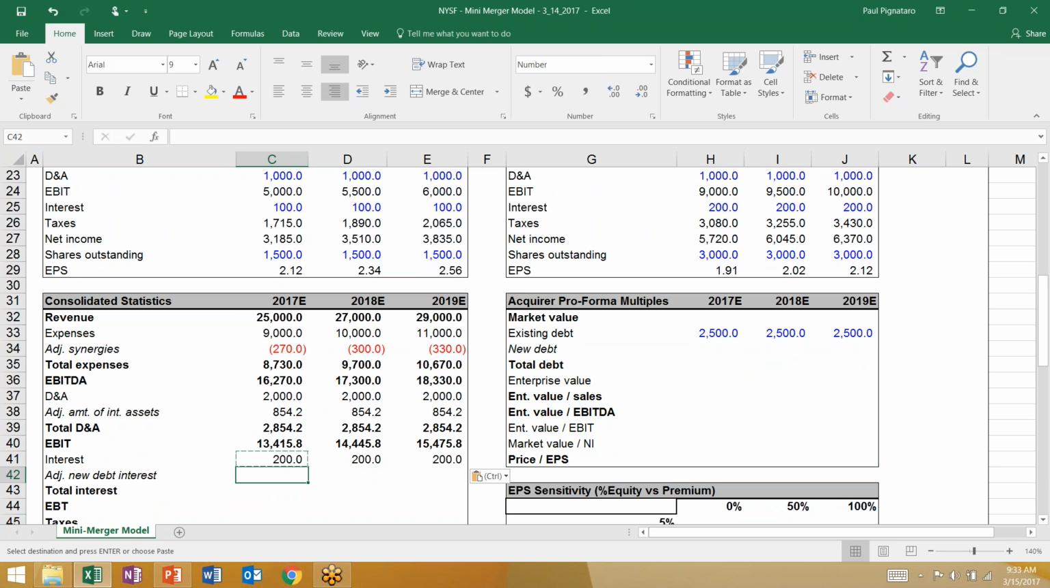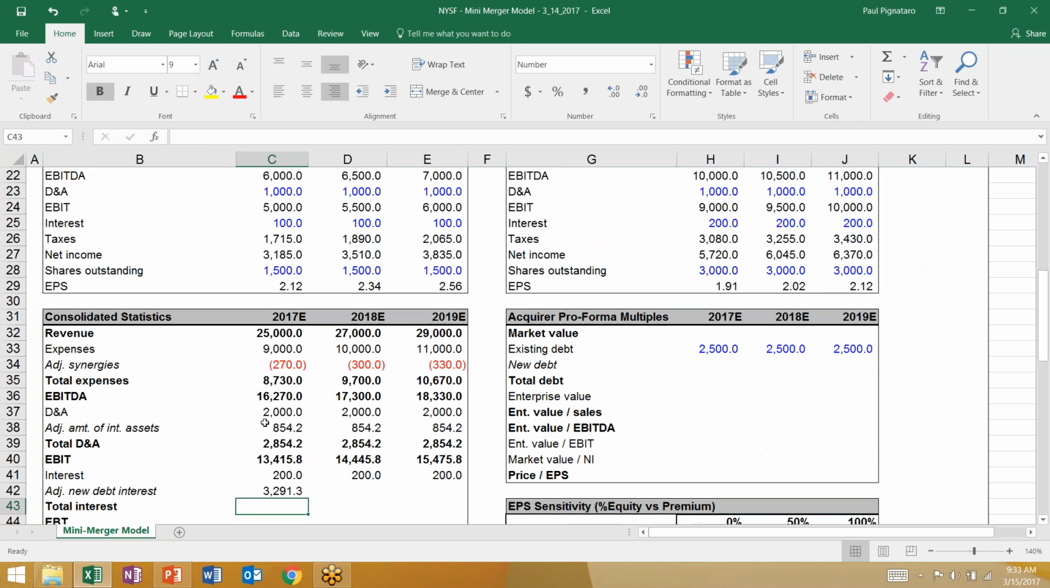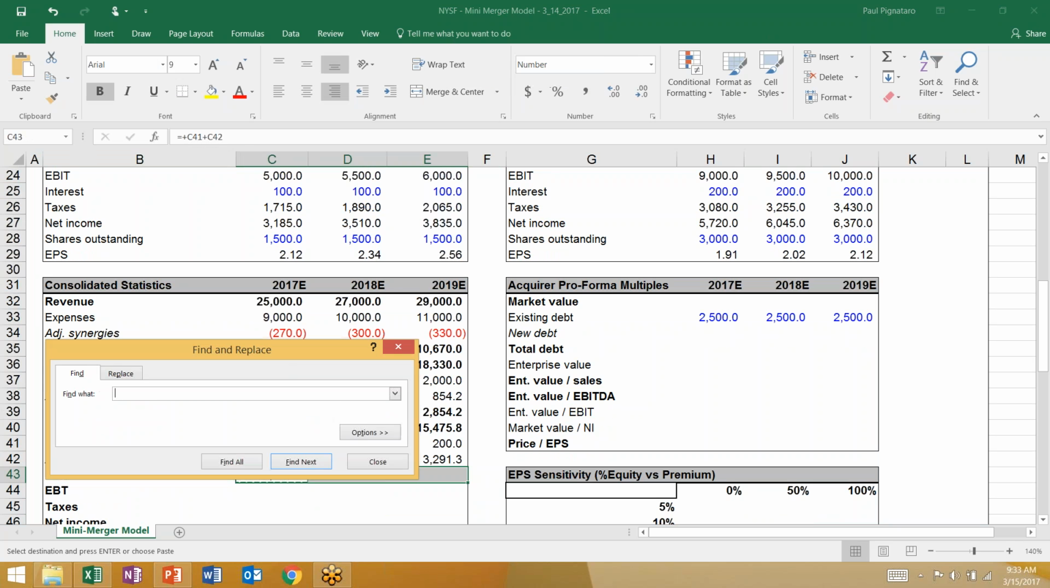Okay, and then we have our third adjustment, which is new debt interest. This is the debt raised to fund the acquisition times the expected interest on that debt, which is given in the considerations, 5%. So we're assuming on all that debt raised, it will incur $3.291 million per year. We assume that it's held flat as a safe, simple assumption. Okay? Which means the total new interest is significantly higher.